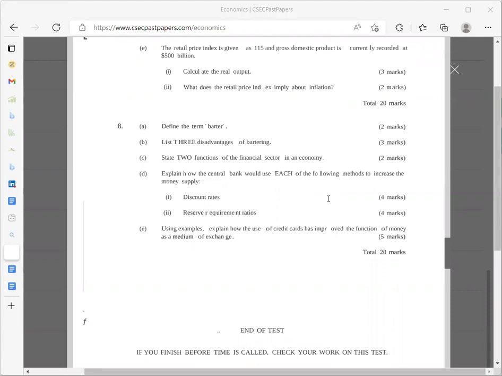So question 8D now: explain how the central bank would use each of the following tools, discount rate and reserve requirements, to increase the money supply. So you need to know some sort of, and also I hope you know what effect the money supply has on GDP, right? So yeah, let's go through this here.